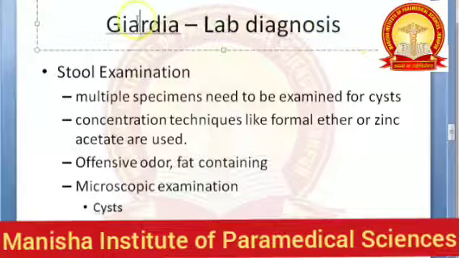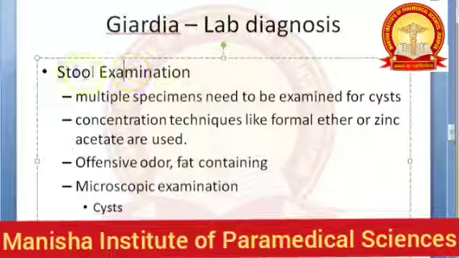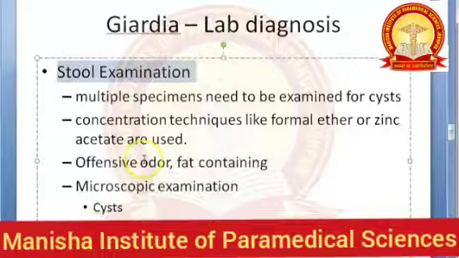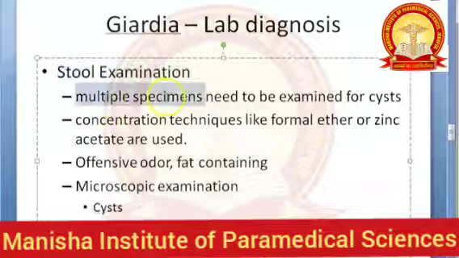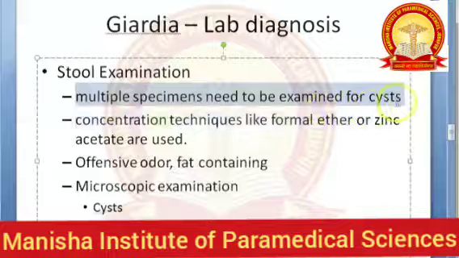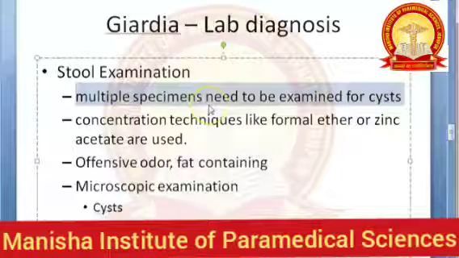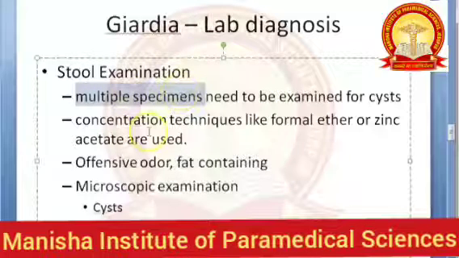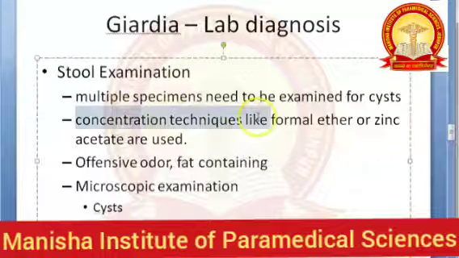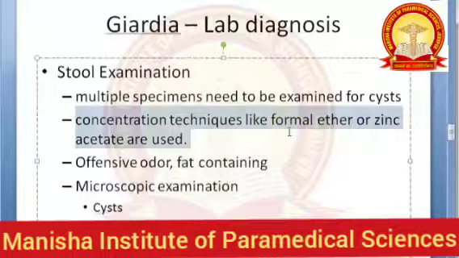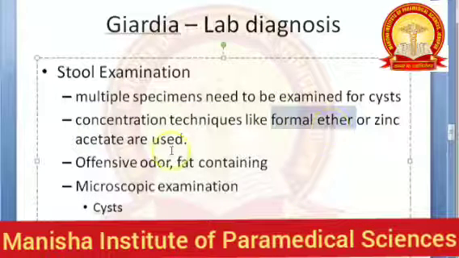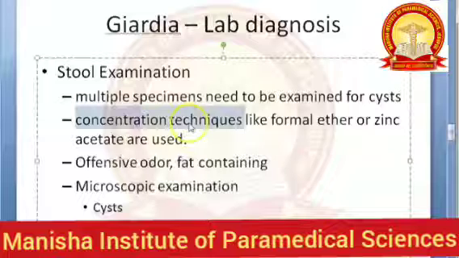Now, how do you do lab diagnosis of Giardia? Stool examination. First of all, you should see that multiple specimens are needed if you want to examine the cysts. You may need multiple specimens of the stool. You will use concentration techniques for the stool, like formol ether and zinc acetate. These are very standard things that you will write for stool examination.